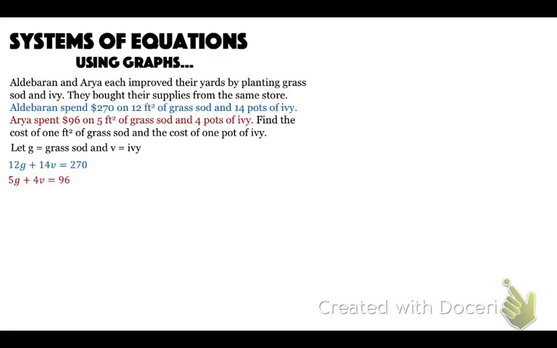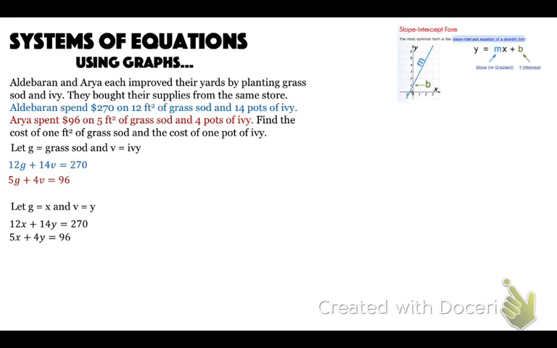Okay. Let's do another one. So here, let's let g equal x and b equal y. So I'm going to have 12x plus 14y equals 270 and 5x plus 4y equals 96. Remember the mx plus b, so I need to solve this for y. So I'm going to subtract the 12x over, so I get 14y equals negative 12x plus 270. Divide by 14, and I just reduce those fractions, so I get y equals negative 6/7 x plus 135/7.